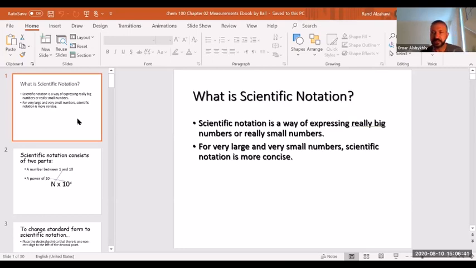Okay. Measurements. And here we will talk about the scientific notation. So what is the scientific notation? It is a way of expressing really big or really small numbers in a different way. For very large and very small numbers, scientific notation is more concise.